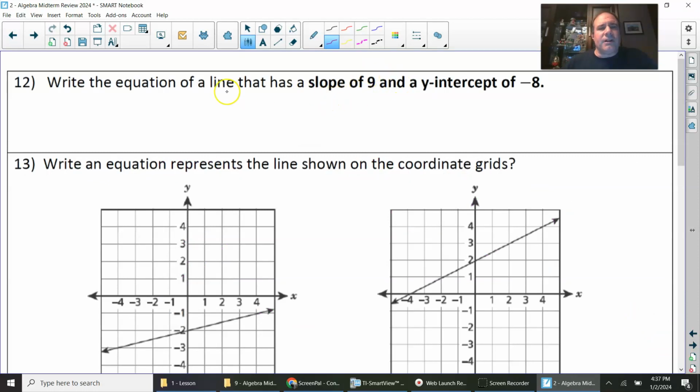Write the equation of the line that has a slope of 9. So I'm going to put m equals 9, and a y-intercept of negative 8. You have y equals 9x minus 8. And that question is finished.